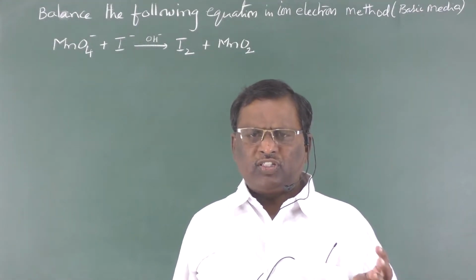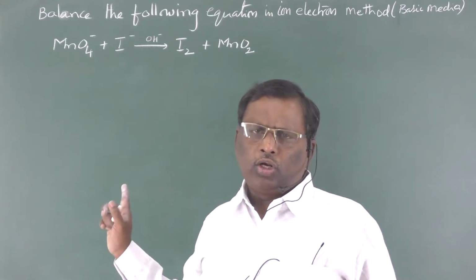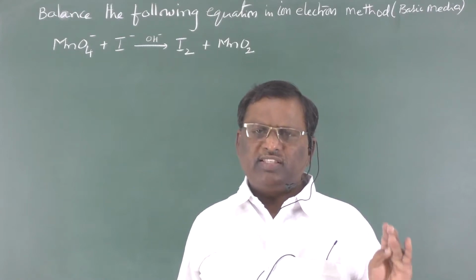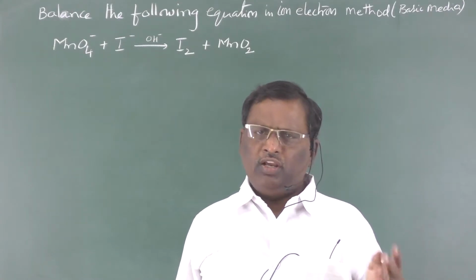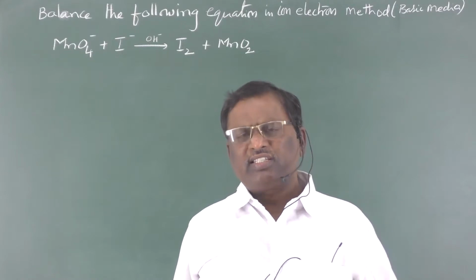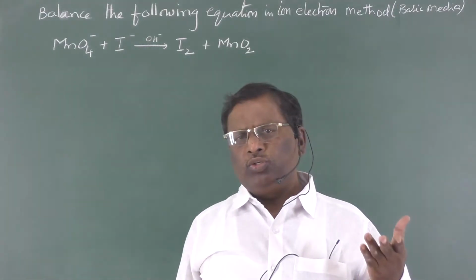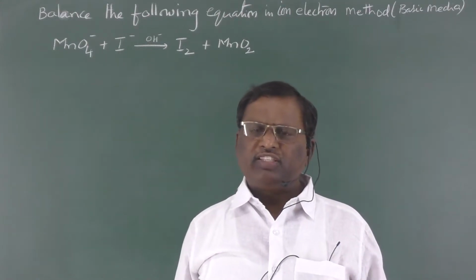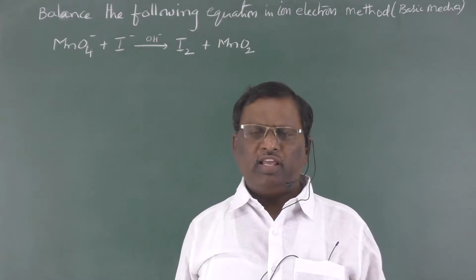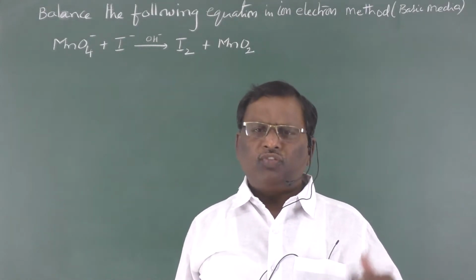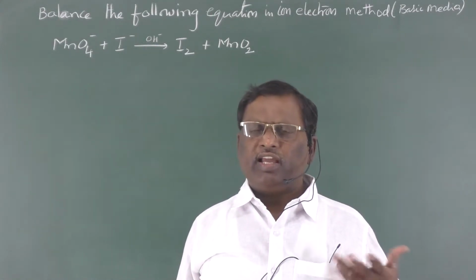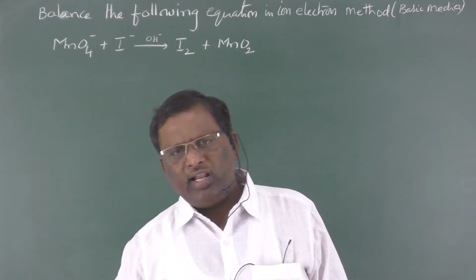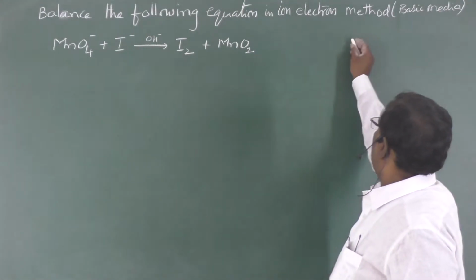First, we have to write down the skeleton equation. Already they have given the skeleton equation. Next, second thing, you have to identify the species which is oxidized and which is reduced. For that, you have to find out the oxidation states of elements which have variable oxidation states. We know that hydrogen and oxygen have fixed oxidation states. So for the remaining elements, which can have variable oxidation states, we have to find out their oxidation numbers.